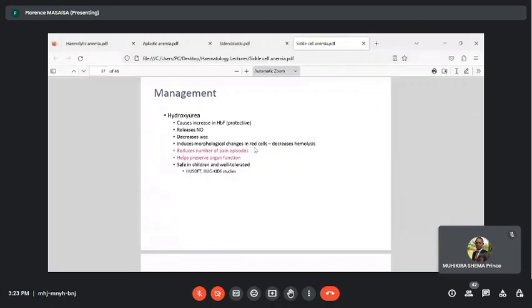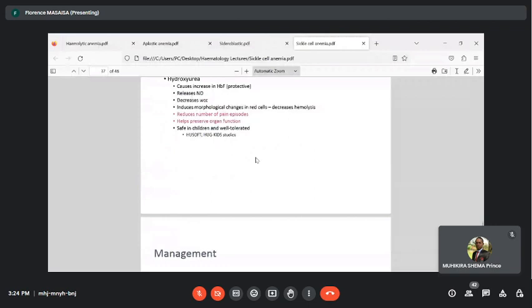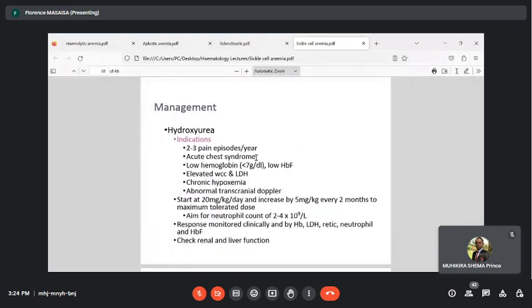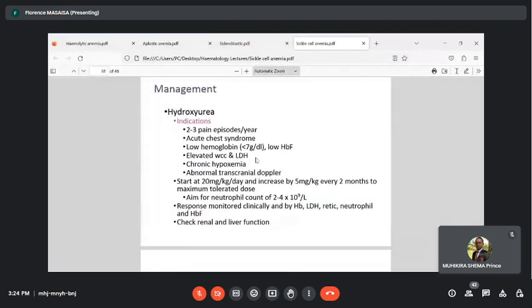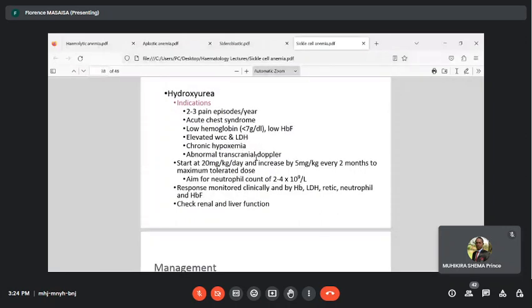So how do you give it? It causes an increase of fetal hemoglobin, release of nitric oxide, and a decrease of white blood cells, and decreases the number of episodes of pain, and so on. So this is how hydroxyurea can be given and its indications. For hemoglobin below 7 or chronic hypoxia, you may start at 20 mg daily and adjust by 5 every 2 months. Then you have to monitor the response progressively.